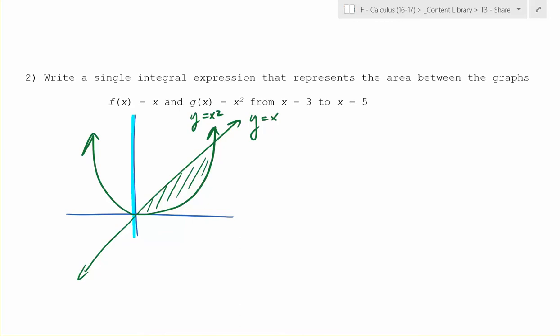So did I graph enough of this? Did I graph enough of this? Really? I can't tell what this goes. Yeah, well you can figure it out. This is the intersection point, right? Where do these two graphs intersect? What's the x value right there, where they intersect?